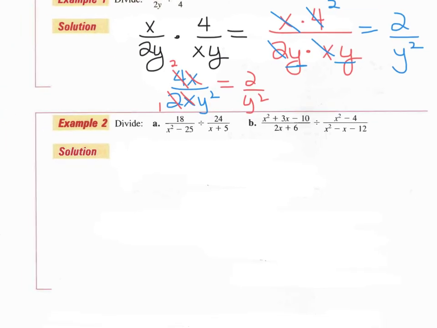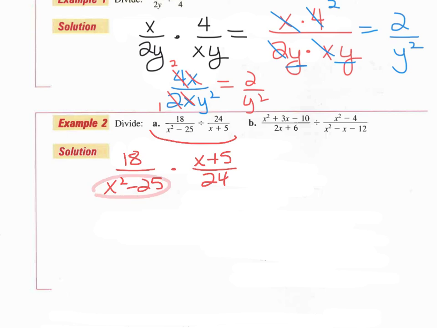On example A here, again, you should factor everything. Now, if you want to factor first or flip first, whatever you're more comfortable doing. I like to flip it first so I don't forget. So I'm going to rewrite the first fraction, change it to multiplication, and flip it upside down first. Now I'm going to look for anything I need to factor. The only thing that needs to be factored is this, and this is the difference of two squares. So I'm going to put 18 over x minus 5 and x plus 5 multiplied.